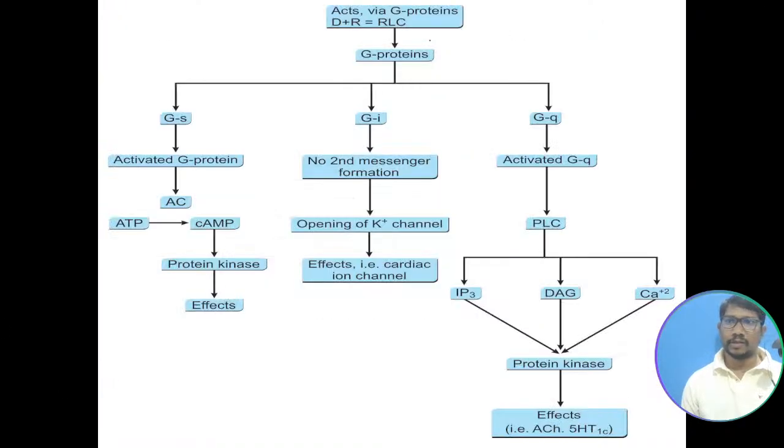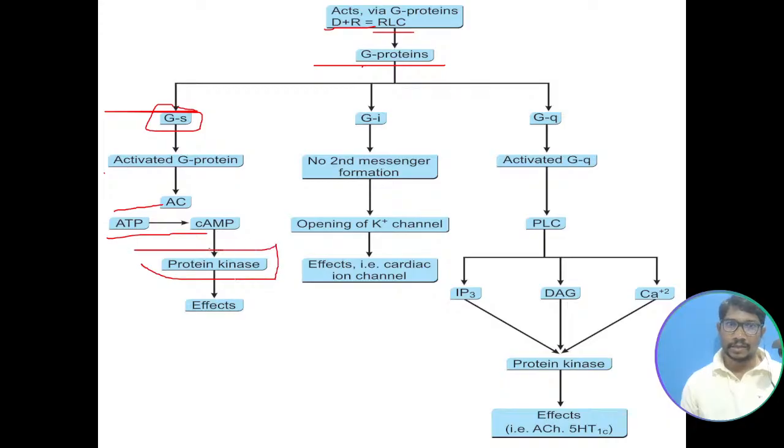This pathway we have seen: when a drug combines with the receptor, a drug-receptor complex will be there, and there is an activation of G protein. Now which G protein will activate? Suppose if G stimulatory Gs is activated, that activates the adenyl cyclase enzyme, which converts ATP into cyclic AMP. Cyclic AMP stimulates the protein kinase and causes the phosphorylation of proteins, that leads to the effect.